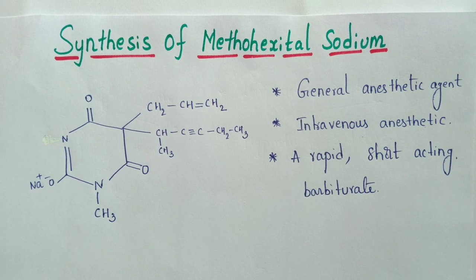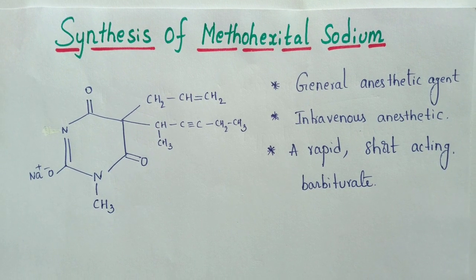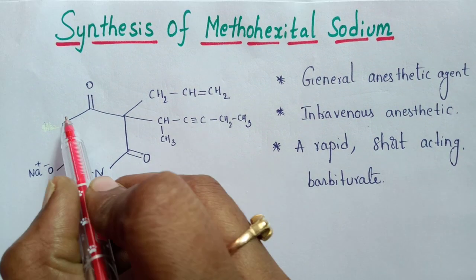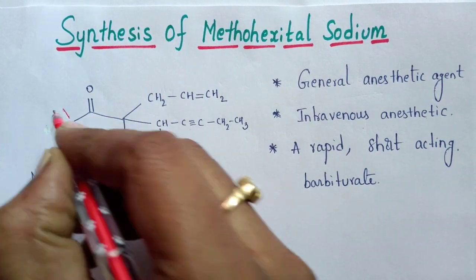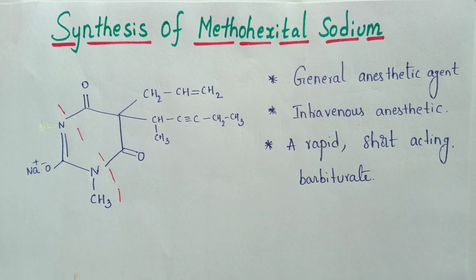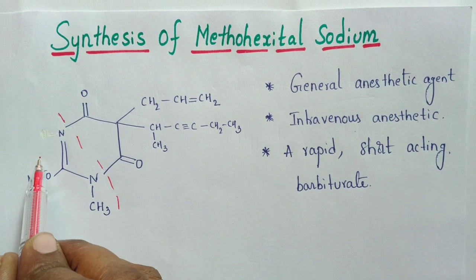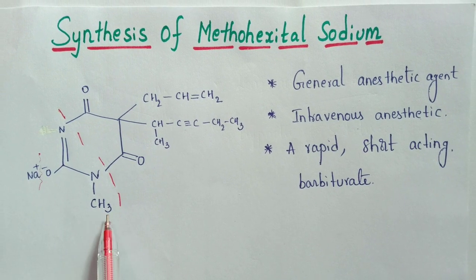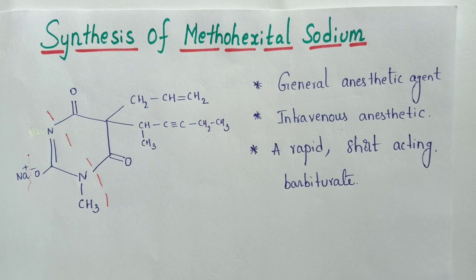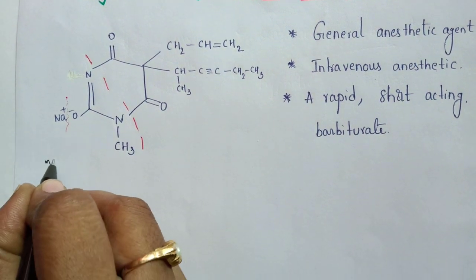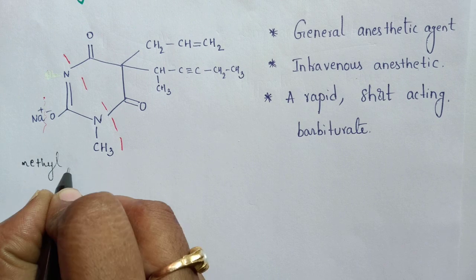To synthesize methohexital sodium, just follow a retrosynthetic analysis. We have to divide the structure of methohexital into two parts. This is the first part, and at last we have to add sodium. First we have to use a urea which is substituted with methyl. So one starting material for the synthesis of methohexital sodium is methyl urea.